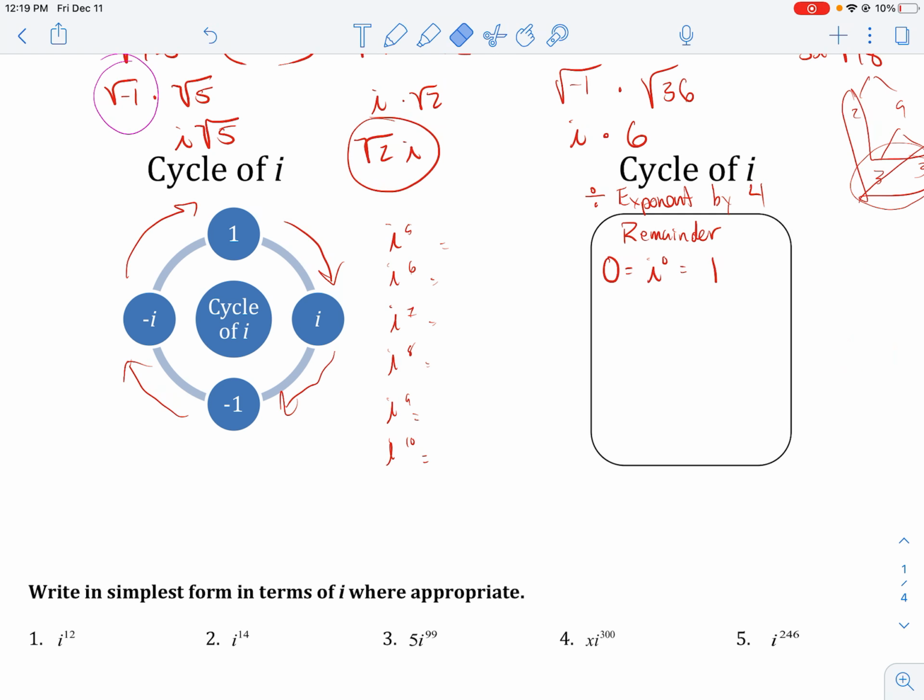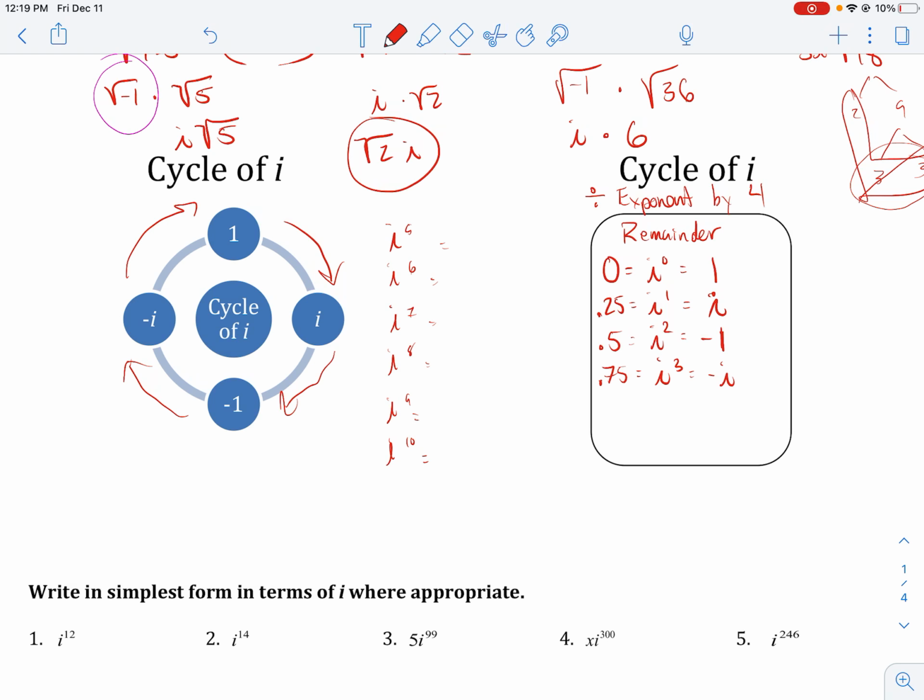Anyway, moving on. If you get a remainder of 0.25, that means you have i to the 1st power, and i to the 1st power is just i. You can follow along in the cycle over there to the left. If you get a remainder of 0.5, that means we have i squared, which is equal to negative 1. With 0.75, I get i cubed, which is just equal to negative i. And that is it. Then the cycle goes back through.